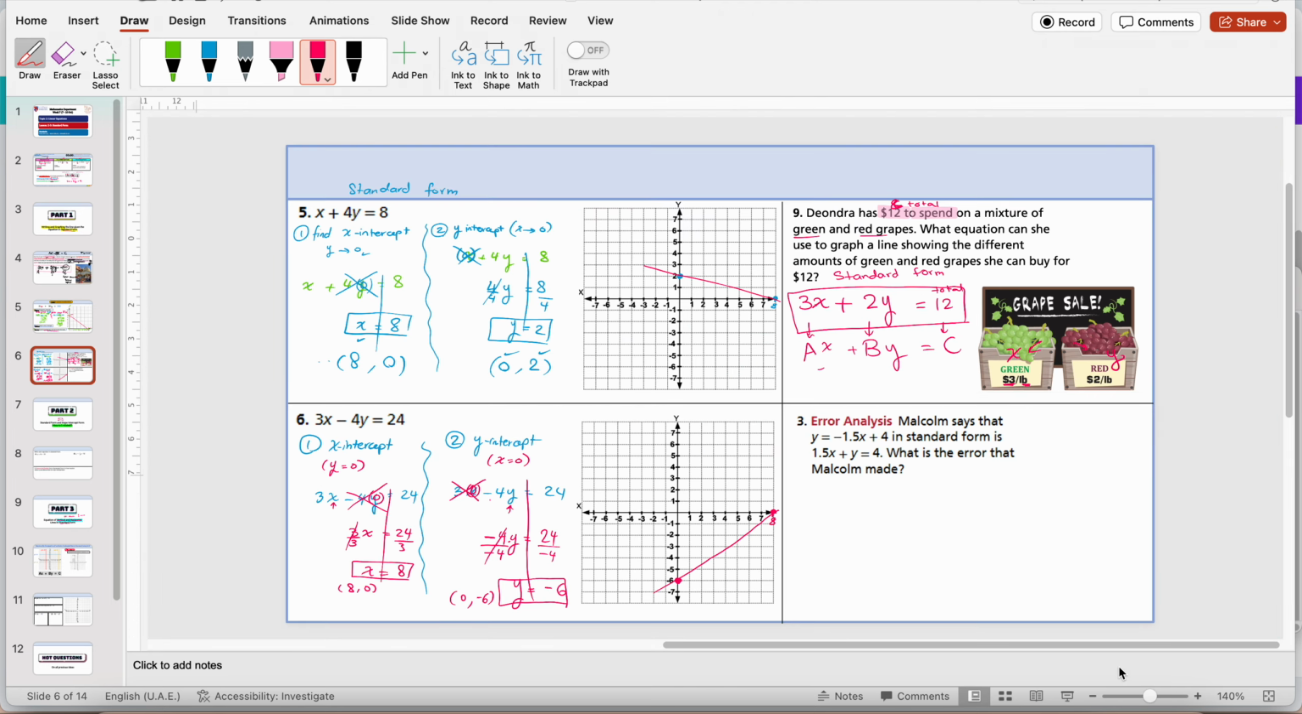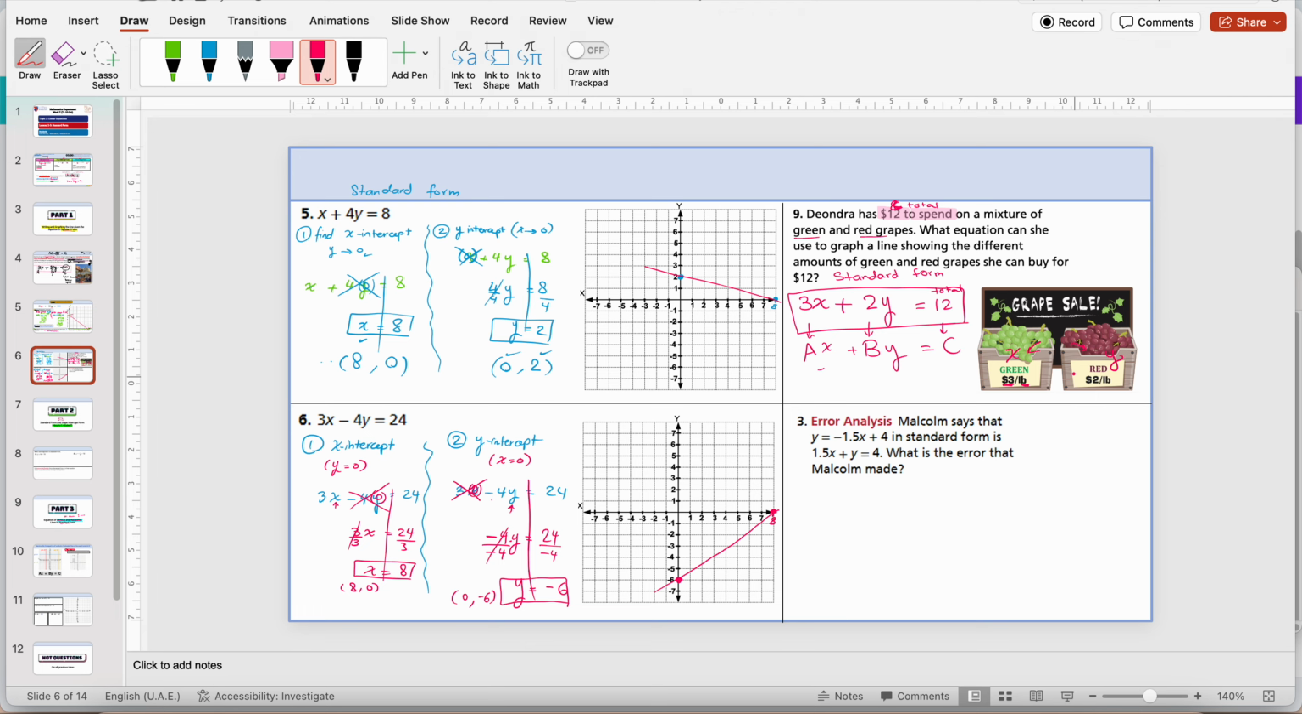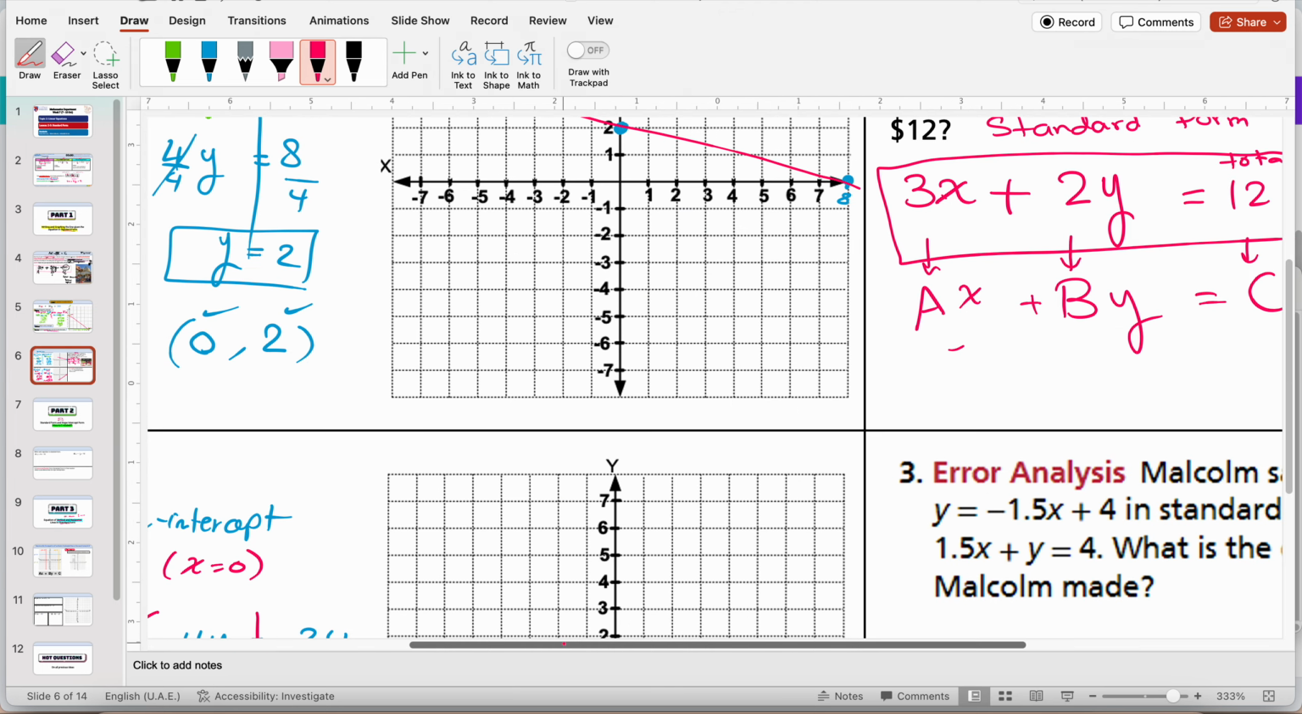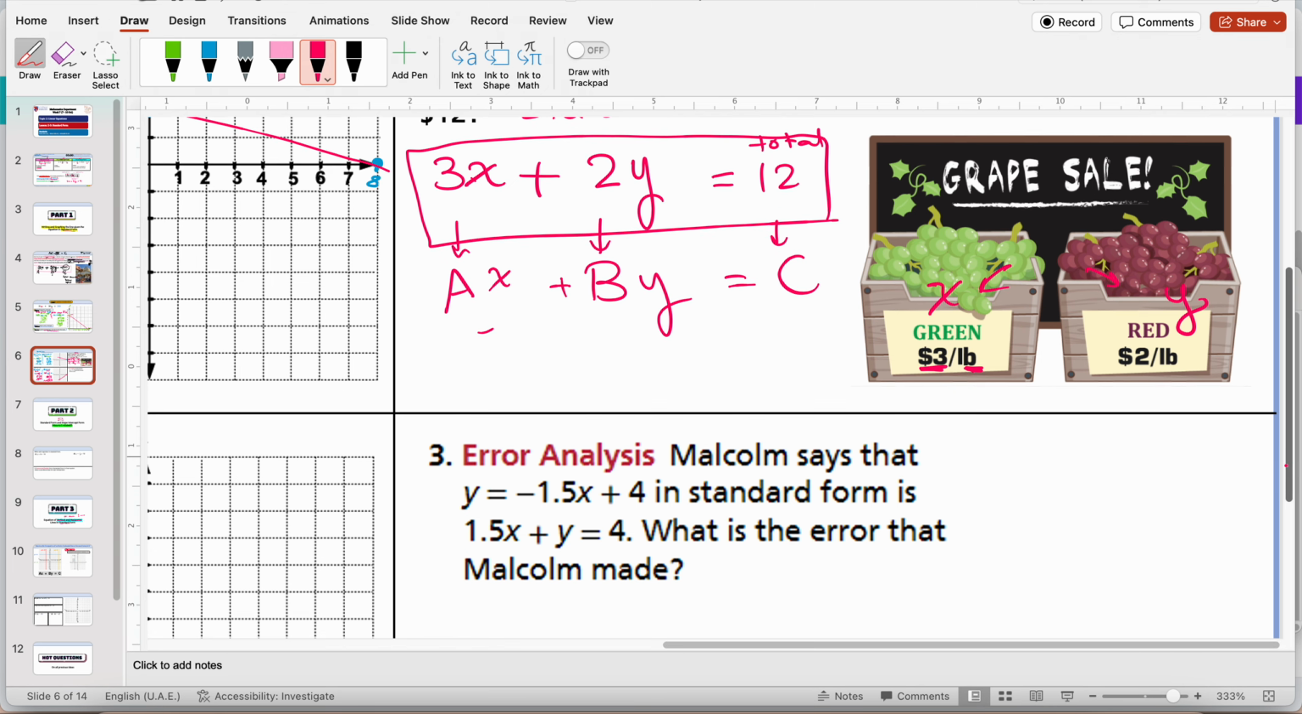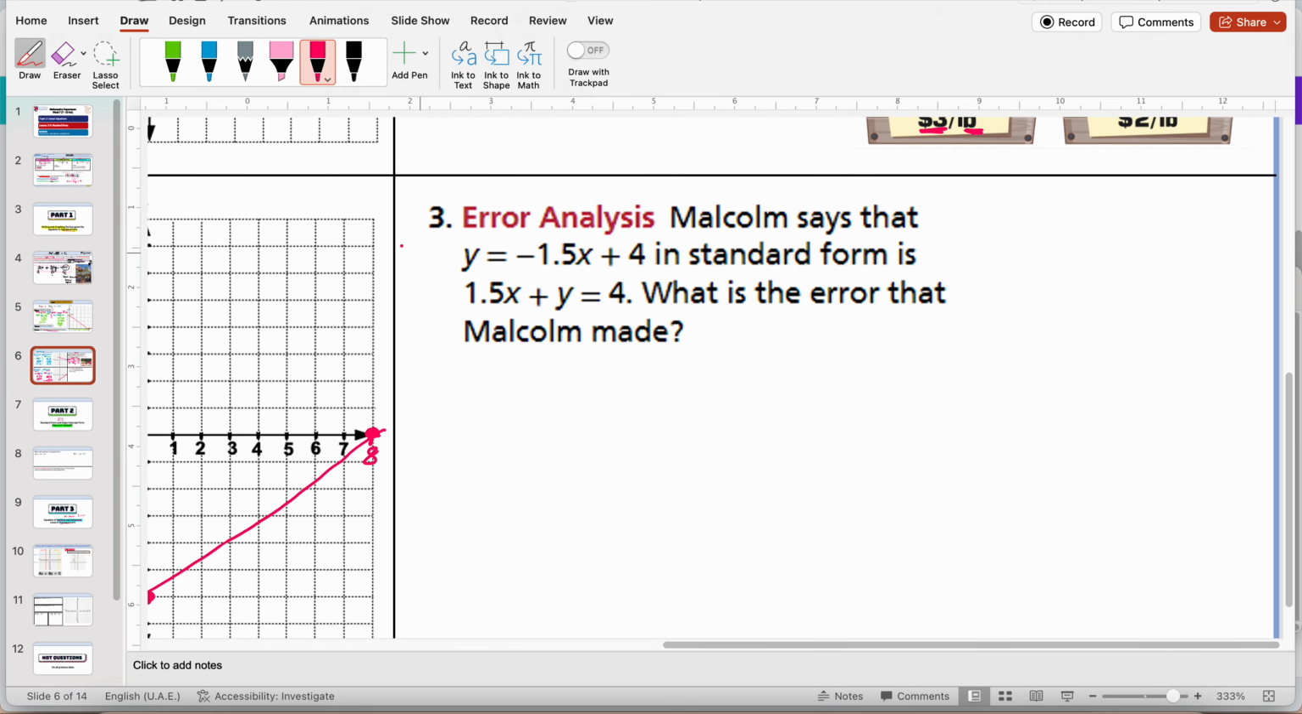Okay, I'm just making sure that it follows the standard form. Nothing holds any actual meaning. A, B, C, they don't hold a meaning. They just help us in graphing.